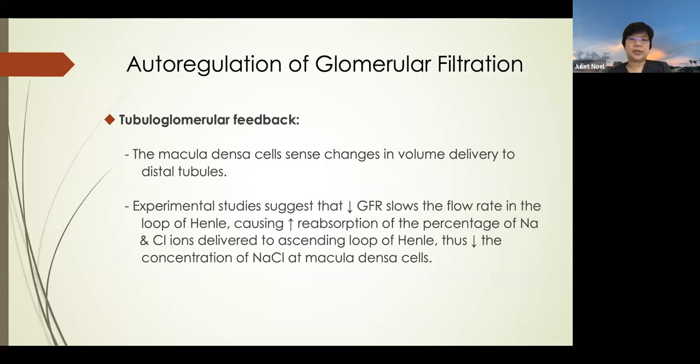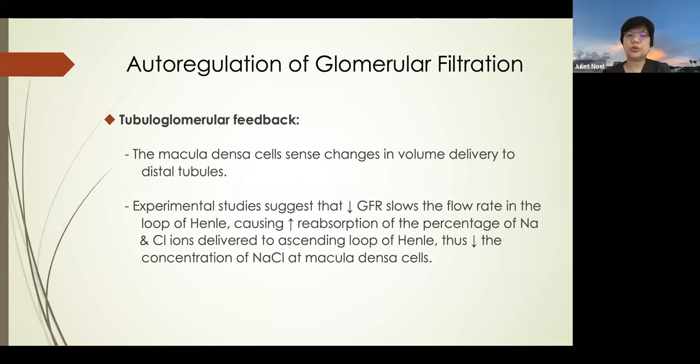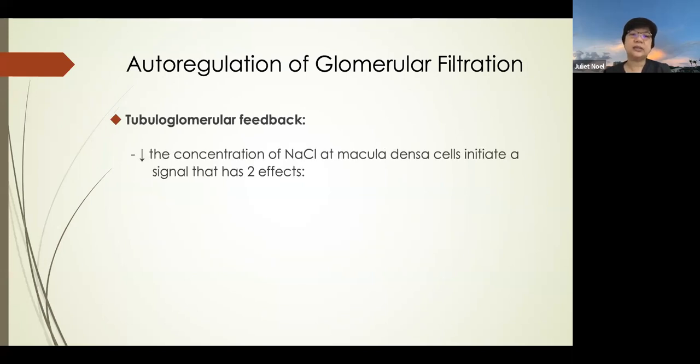Experimental studies suggest that the decreased GFR slows the flow rate in the loop of Henle, causing increased reabsorption of the percentage of sodium and chloride ions delivered to the ascending loop of Henle. And this will decrease the concentration of sodium chloride at the macula densa. So when they sense that, it will initiate a signal that has two effects.